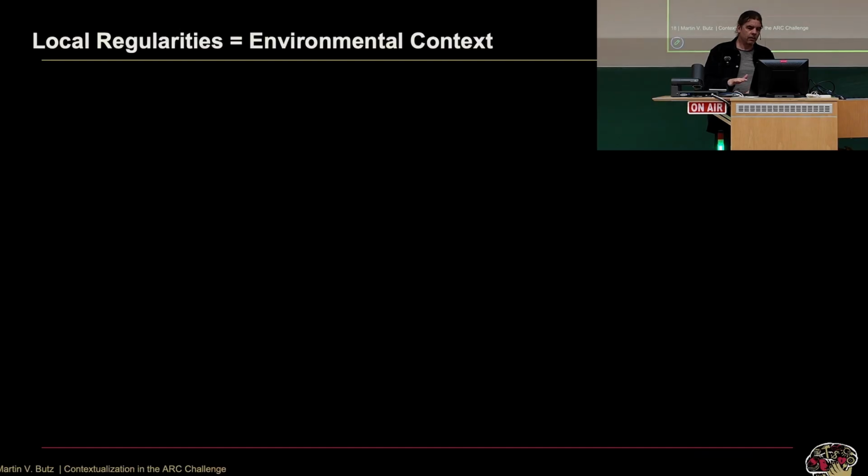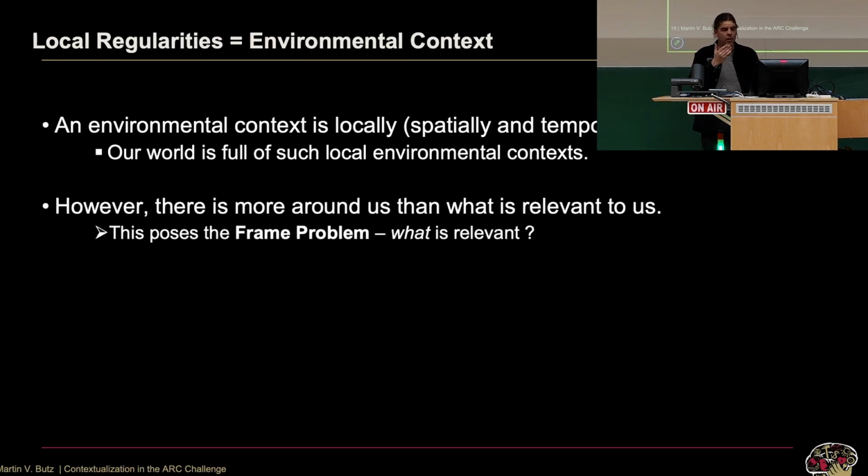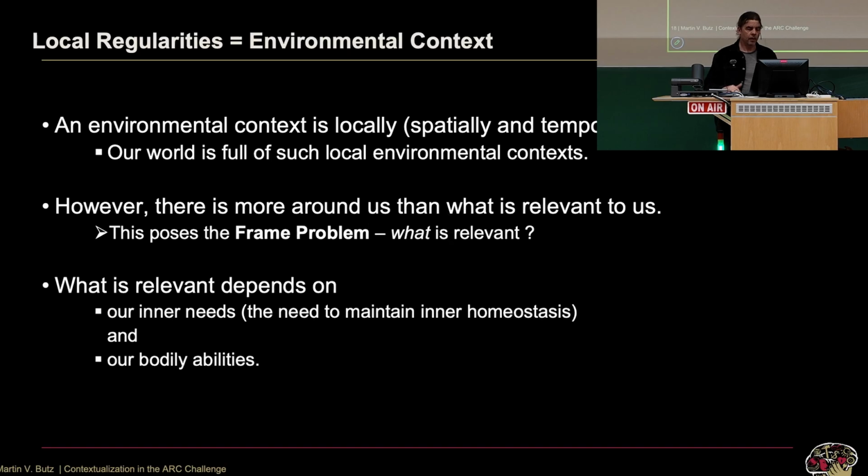So basically, local regularities is the environmental context. Yeah? An environmental context is locally stable, inevitably, due to physics. Now, our world is full of such local environmental contexts. However, there's more around us than what is relevant to us. So all these things that are around me, only some are relevant to me. So I need to build, as a human, a frame. I need to solve the frame problem and decide what is relevant. And in order to solve this, I form contextual frames. And what is relevant depends on my inner needs. What do I want? What's my current desired goal? And, of course, on my bodily abilities. So there's clearly grounding in our bodies. Sensory motor grounding is part of this story.